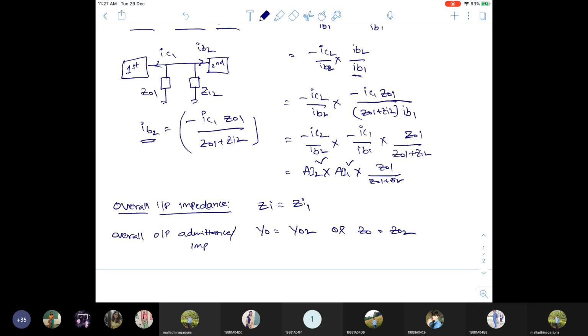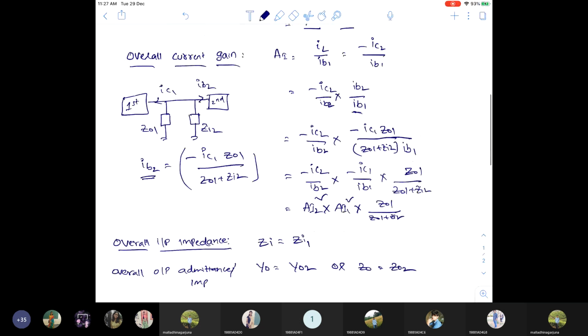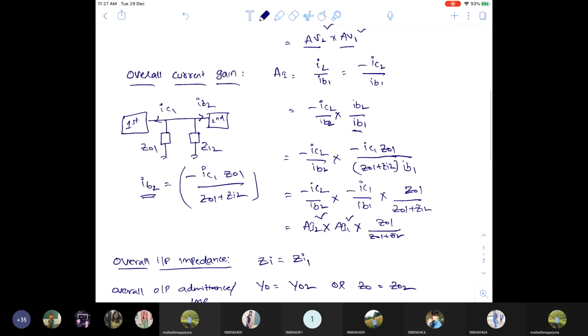So now we are going to calculate individual voltage gains to get the overall voltage gain. If you know AV1 and AV2, then you can have the overall voltage gain. Similarly, if you have AI1 and AI2, you can have the overall current gain. If you know Zi1, you can have the overall input impedance. If you calculate Zo2, you can have the overall output impedance. So these are the overall current gain, voltage gain, input impedance, and output impedance.